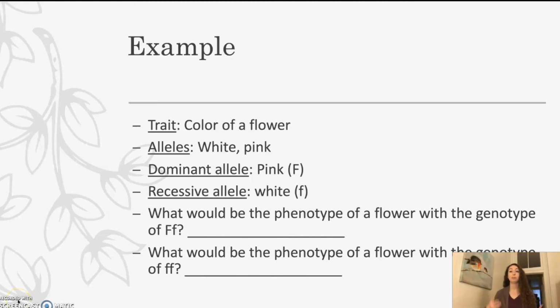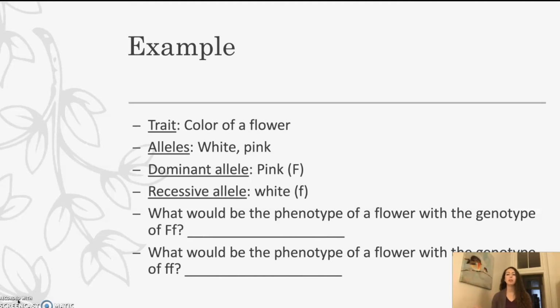All right, so let's look at another example. This trait is going to be the color of a flower. So we have two alleles, two different versions of the gene. We have white or pink. The dominant allele in this situation is pink. We're going to represent that with a capital F, just like all of our dominant alleles, capital. The recessive allele is going to be white color. We'll represent that with a lowercase f.